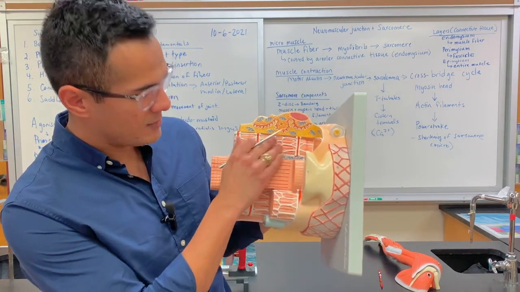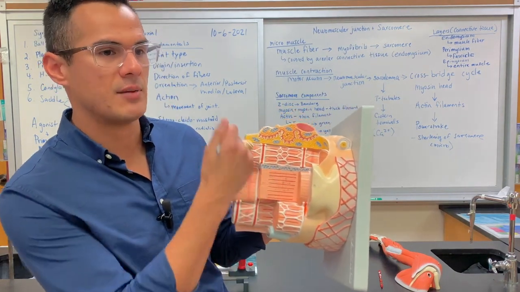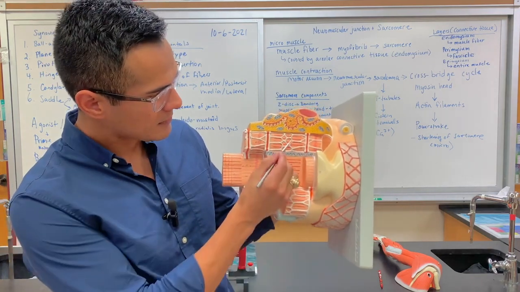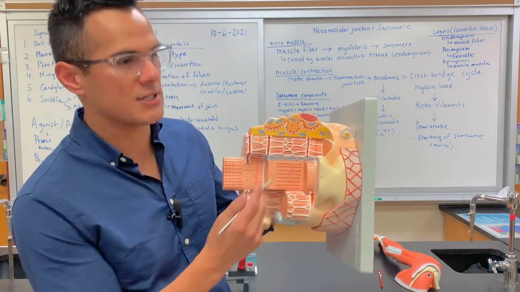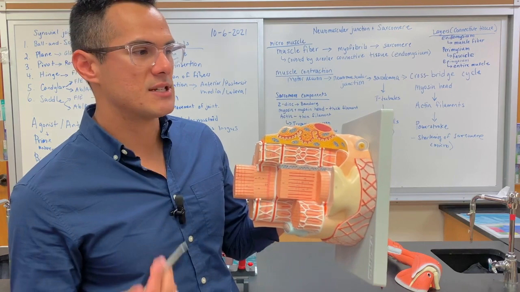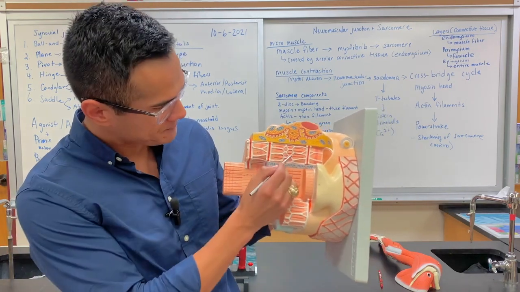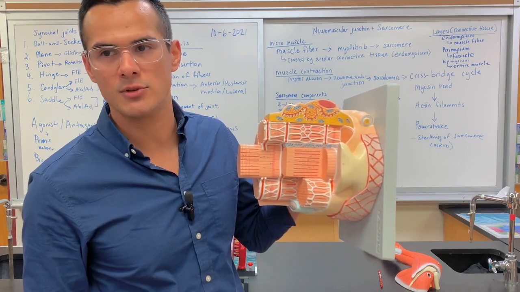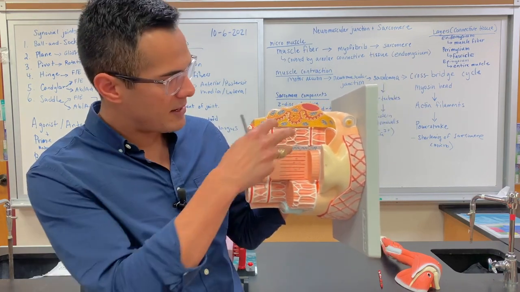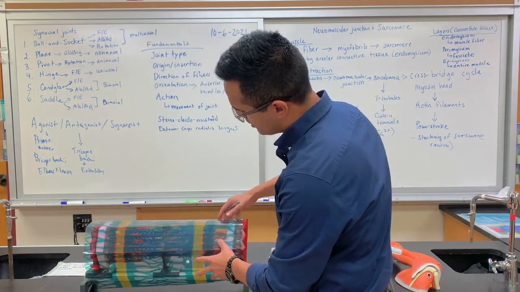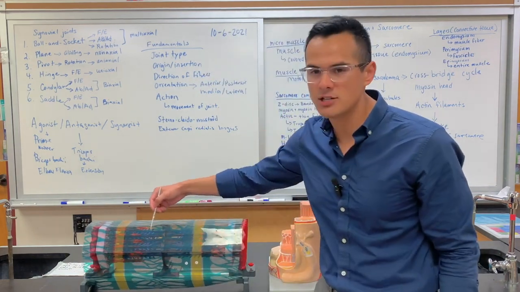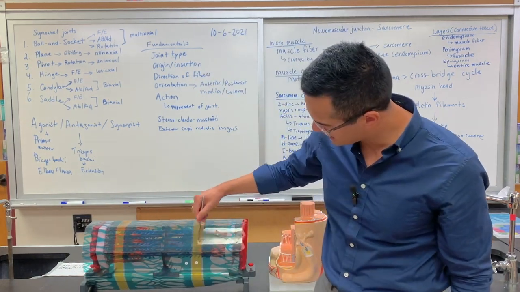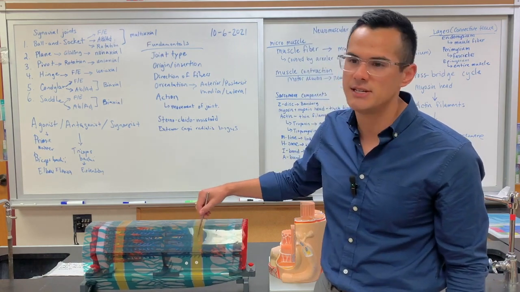Let's look at some of the other components of the sarcomere and compare it to the other model. This part in white is known as the sarcoplasmic reticulum. This is where calcium is stored. Then this part in orange is known as the transverse tubules, or the T-tubules. If we compare this, the part in green is the sarcoplasmic reticulum, and the part in yellow is the T-tubules.